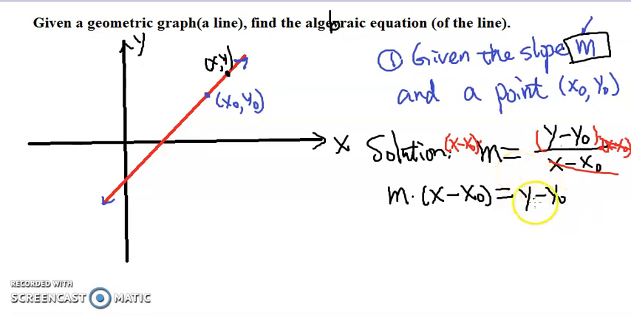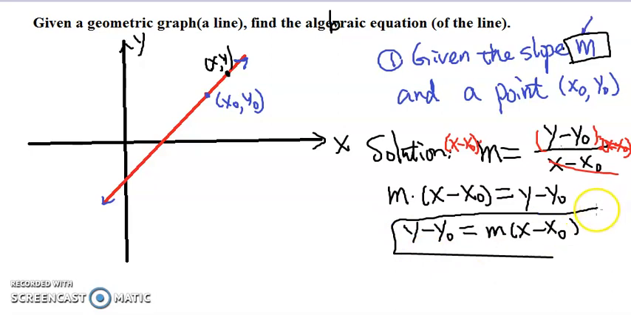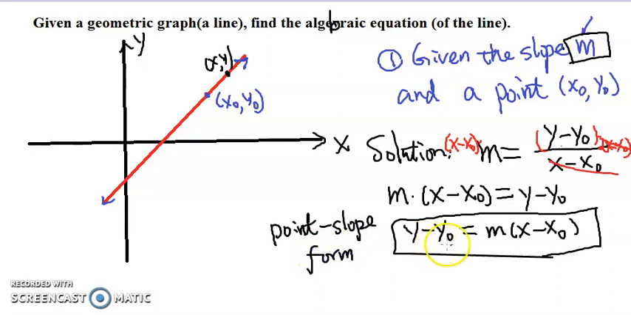And again, normally we like to put y's on the left, x on the right, so we can switch the left-hand side and right-hand side. And this is the equation we're looking for. This is actually the first formula. It's called point slope form. The reason we call it point slope form is because m is the slope, and x0 and y0 is a given point. So that's why we call it point slope form. And later we will have other forms.